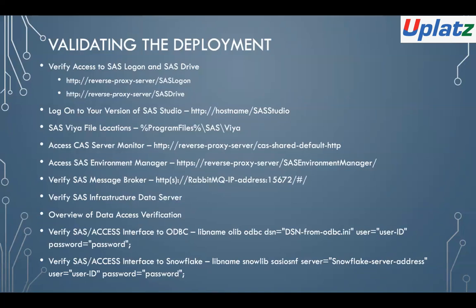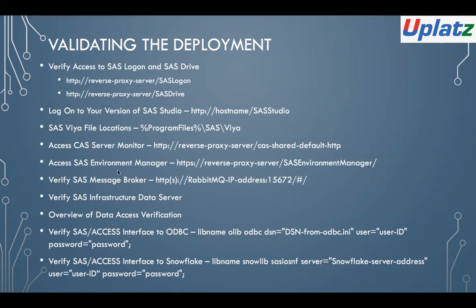Once the file locations are validated, we then move to the cache server monitor access. We will use a reverse proxy URL and then the cache default HTTP location. If you're able to successfully open this page, it means that our cache server monitor has been successfully deployed. You can access it by opening a web browser and entering the URL in the address field.